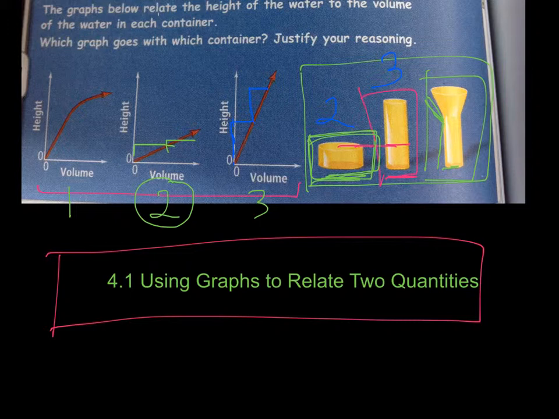And then finally, our last shape, obviously it goes with number 1, right? Its height is increasing a lot, and then when we hit this point here, the height stops increasing quite as quickly, and the volume starts to increase because the base is getting wider, right? So the line kind of curves off at that point to demonstrate the change that happens in this part of the container.